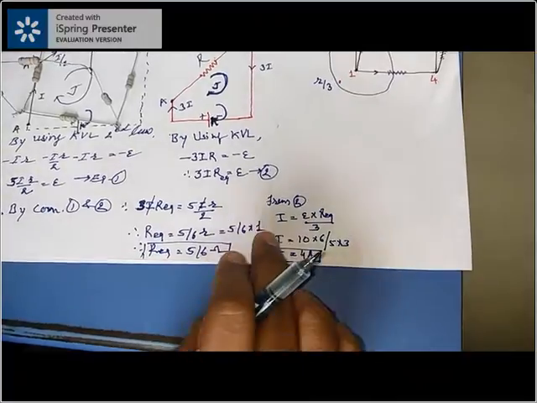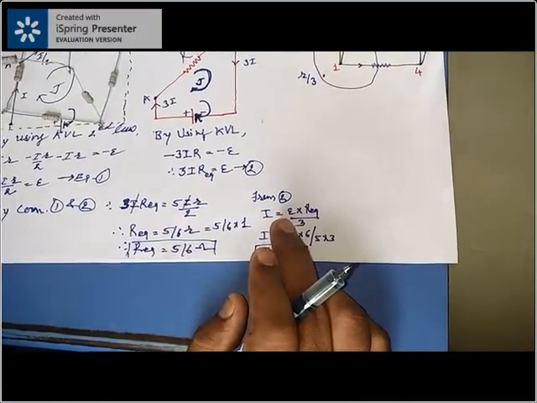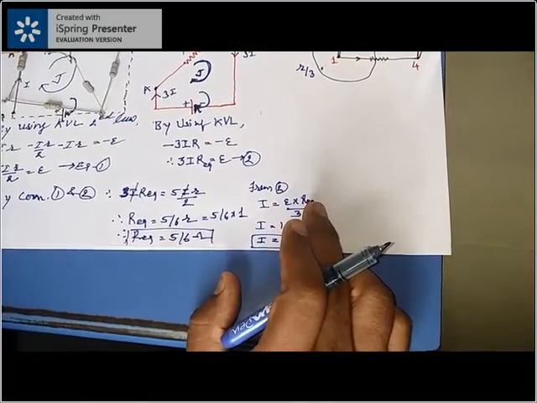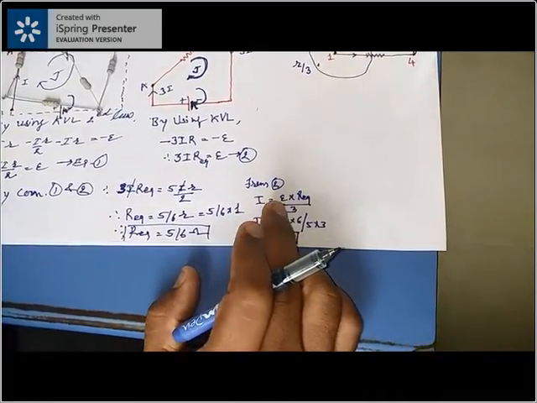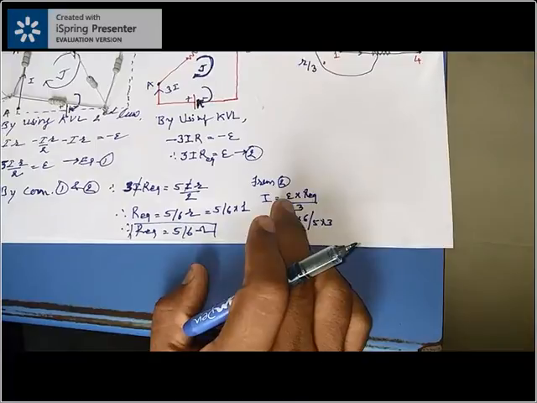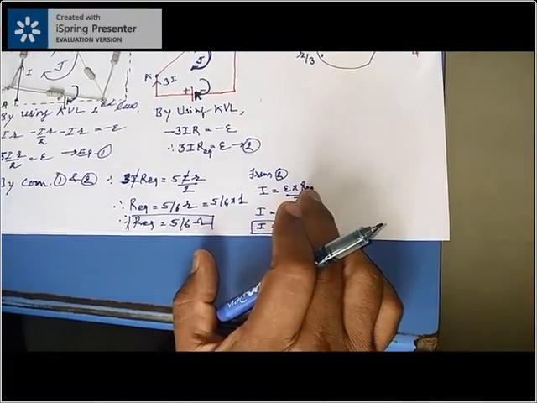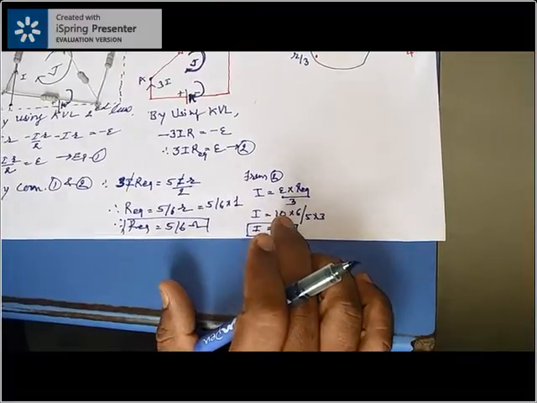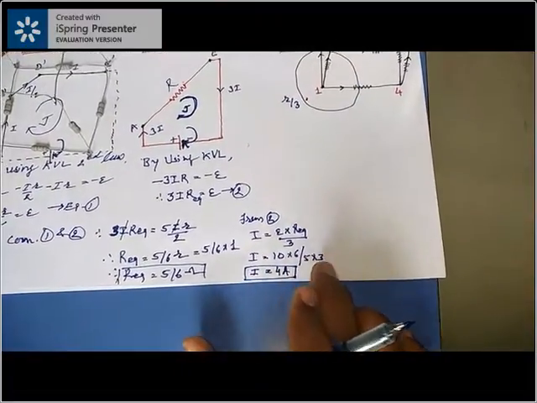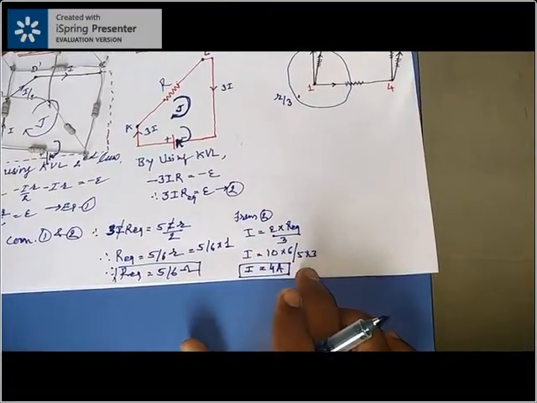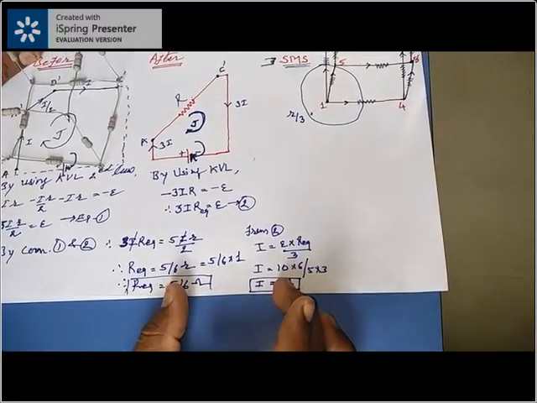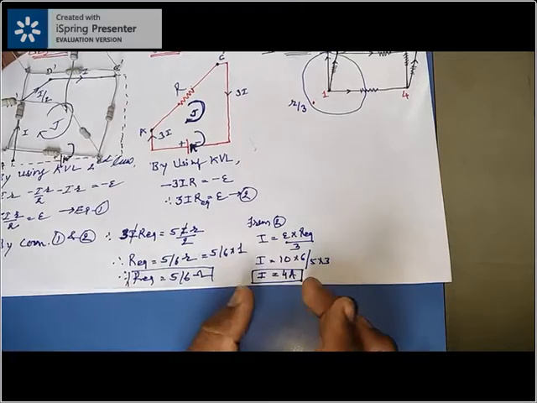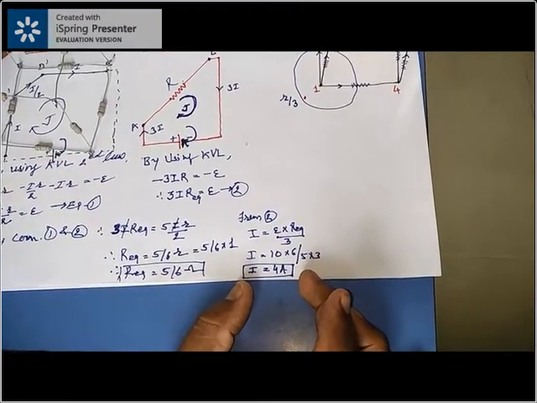We know very well about Ohm's law: I is equal to V by R. That is the voltage, epsilon, divided by R equivalent. So what we are getting here is I is equal to 10 into 6 upon 5 into 3. So I is equal to 4 ampere. So our answer of today's example: R equivalent is 5 by 6 ohms and I is equal to 4 ampere.